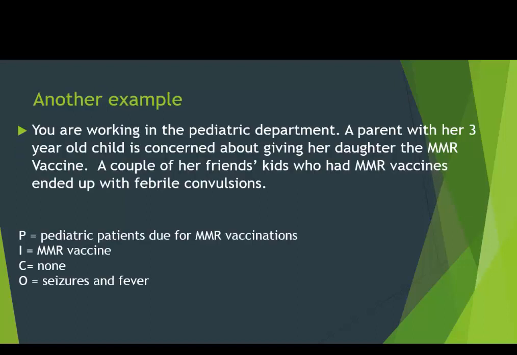One more example. You're working in a pediatric department. A parent with her 3-year-old child is concerned about giving her daughter the MMR vaccine. A couple of her friends' kids who had the MMR vaccine ended up with febrile convulsions. Who is the P? You will be right if you said pediatric patients who are due for MMR vaccinations. You will also be right if you said parents of pediatric patients who are due for MMR vaccinations.